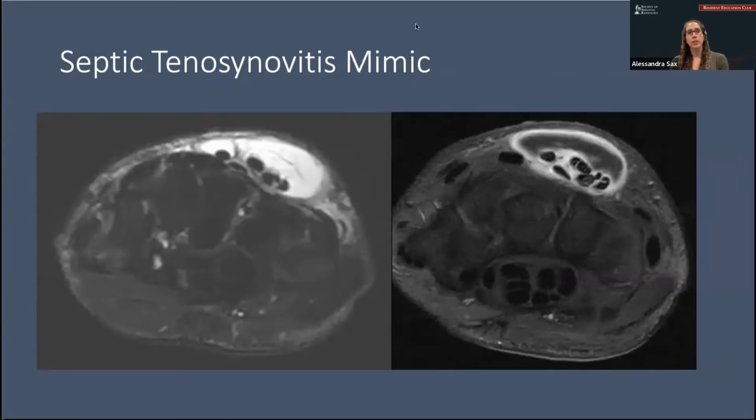This is one of our septic tenosynovitis mimics in a wrist. You can see that there is distension of this fluid tendon sheath, and there is some surrounding soft tissue edema, but the enhancement is relatively smooth, and there's not a whole lot of surrounding soft tissue enhancement. And this happens to be a case of rheumatoid arthritis.